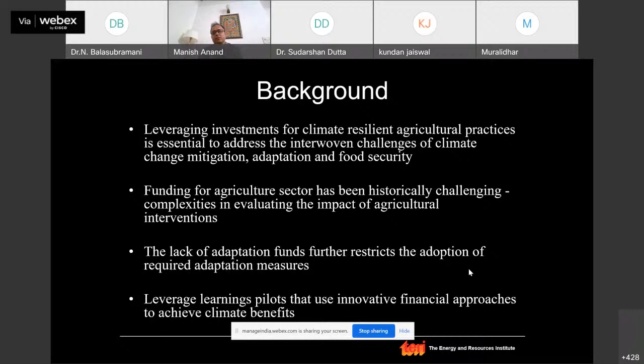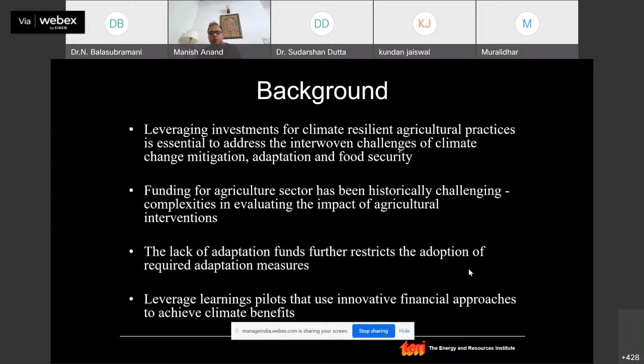Coming to the topic on climate resilient agricultural practices and finance, we all know that leveraging investments for climate resilient agricultural practices is essential to address these challenges, which are interwoven with climate change mitigation, adaptation, and food security. We all know that funding for the agriculture sector has been historically challenging due to the complexities in evaluating the impact of agricultural interventions. The lack of adaptation funds particularly has further restricted the adoption of required measures in the sector.